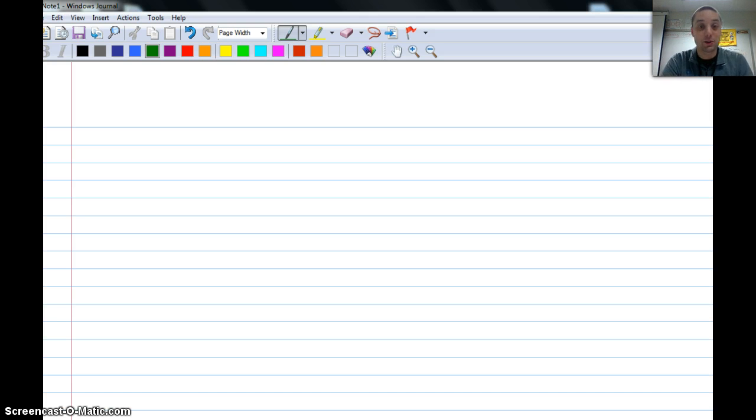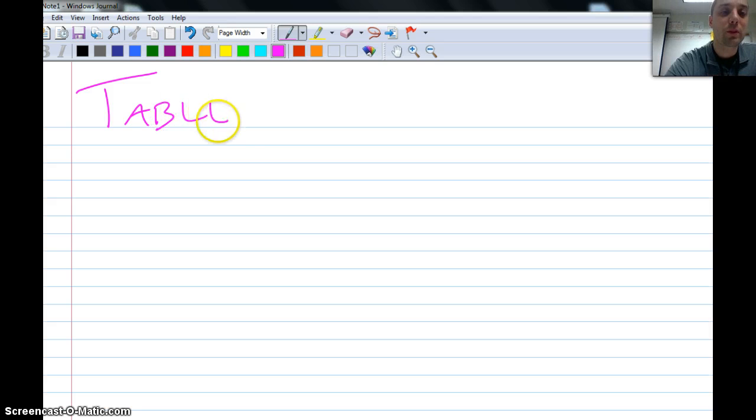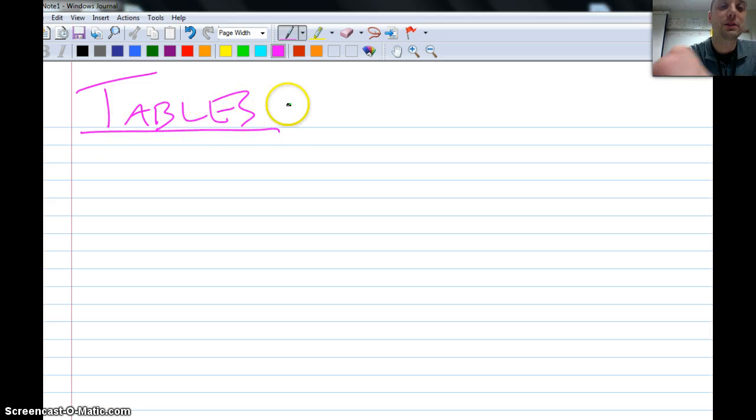You did a lot of this in 6th grade. We did some of this at the beginning of the year, but it's all about making tables. So make a heading there that says tables. These would be the mathematical tables involving X and Y. I'm going to show you one sample problem and then that'll be it.